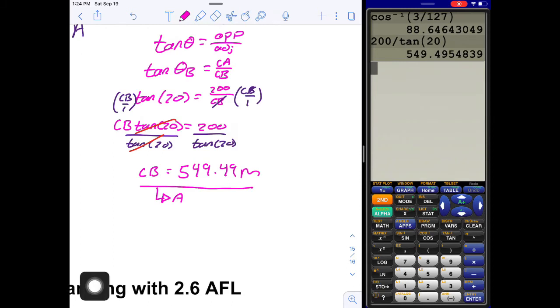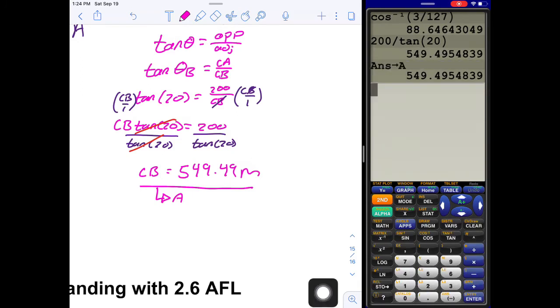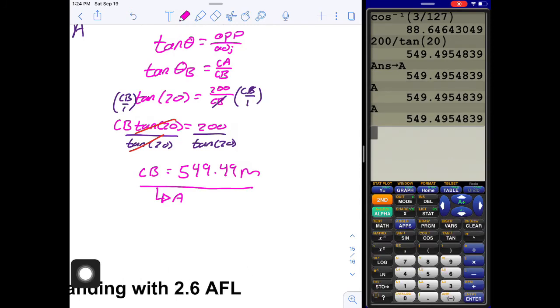So remember, you're going to press second, ans, and now we're going to press sto. We're going to store it in our calculator. Now we're going to press alpha A. Now it's stored as A. Every time we press alpha A, it pops that number up.